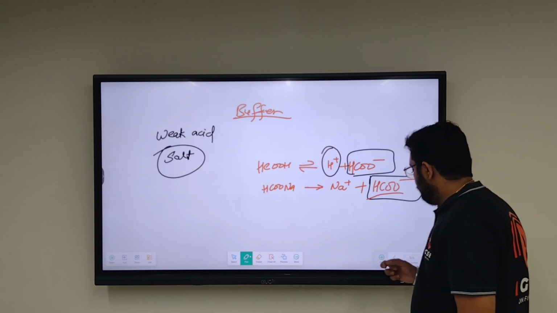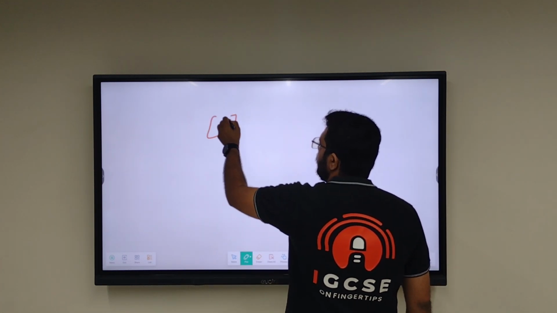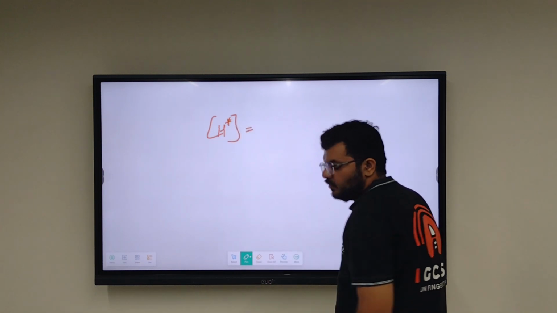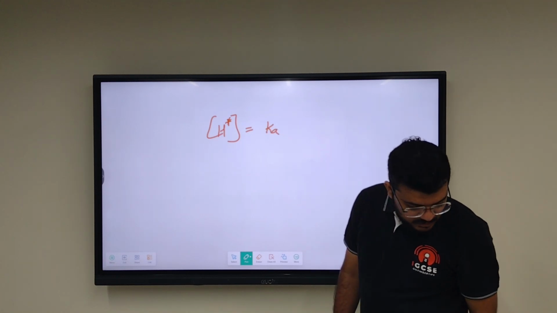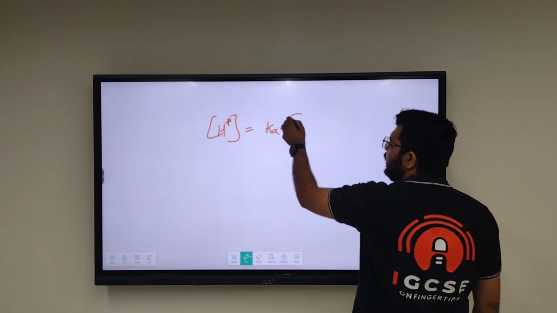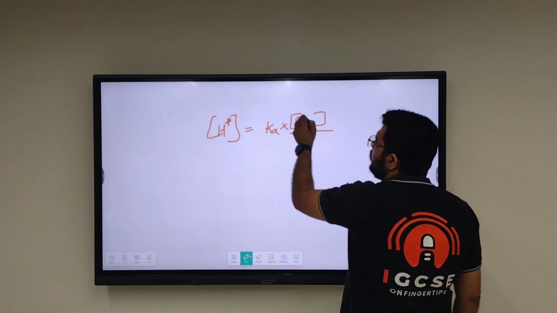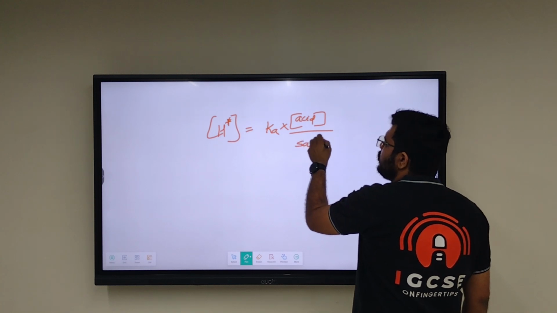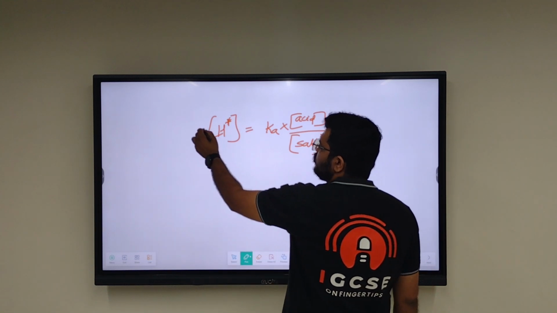Now they have given a direct equation for calculating the pH of a buffer solution. They have written this equation that the concentration of H plus is equal to Ka, on the very next page, 450. Ka multiplied by the concentration of the acid upon the concentration of the salt. And therefore, if you take pH over here, right?